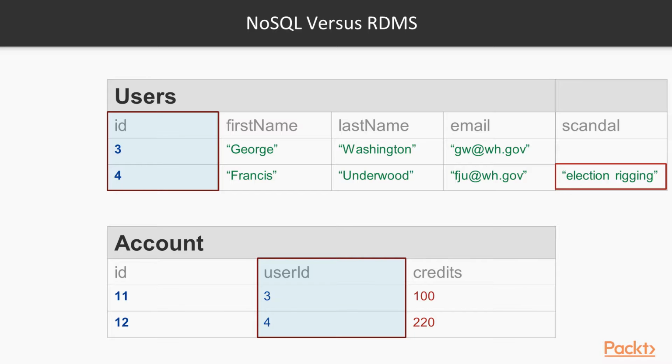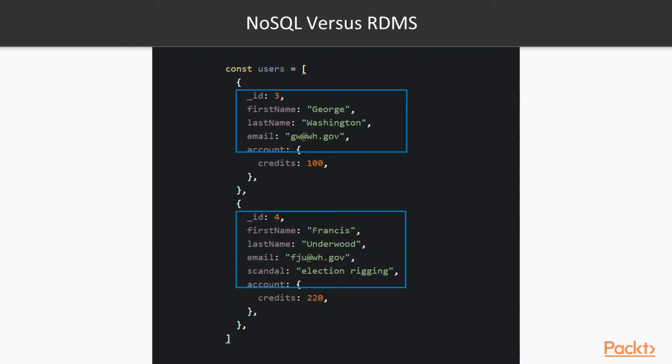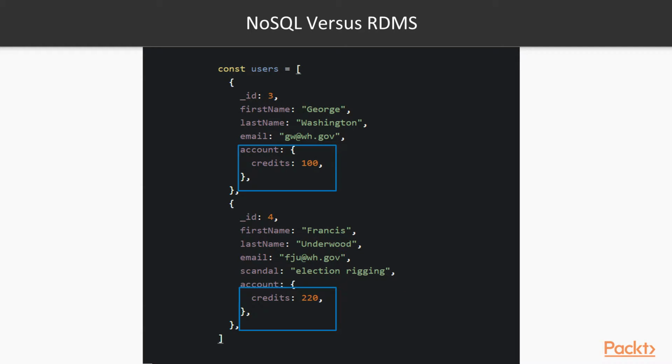One thing we never try to do with a SQL database is add columns to entire tables to support data on a single row, i.e. we wouldn't add the scandal column to the users table just because Francis Underwood is involved in a scandal. For this, we would create a special table to handle that relationship. This is how that data might look when we see it in our app. There are the two users, and we can see the lower one even has the scandal property. Intact there is the account with the credits on the user objects themselves.